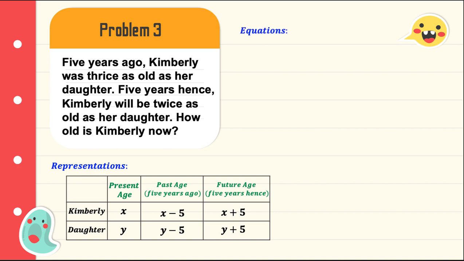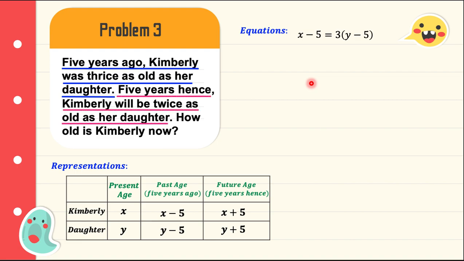And then for writing the equation, your first sentence, we are dealing with the past age. So we have to look under the table of past age. Kimberly here is x minus 5, was thrice as old as her daughter. Daughter is y minus 5. So your first equation should be x minus 5 equals 3 times y minus 5.